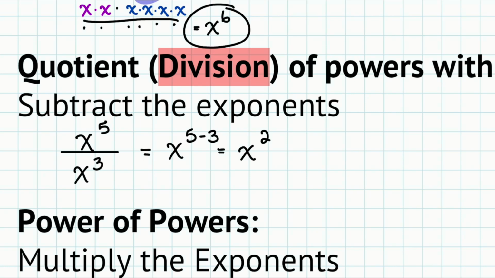That way it's a little easier to keep up with. So here we'll have the 5 highlighted in blue, and then we'll have the 3 highlighted in red. We subtract them, and then we get 2. Again, the top minus the bottom. Again, top minus bottom. There you go. And we have x squared.